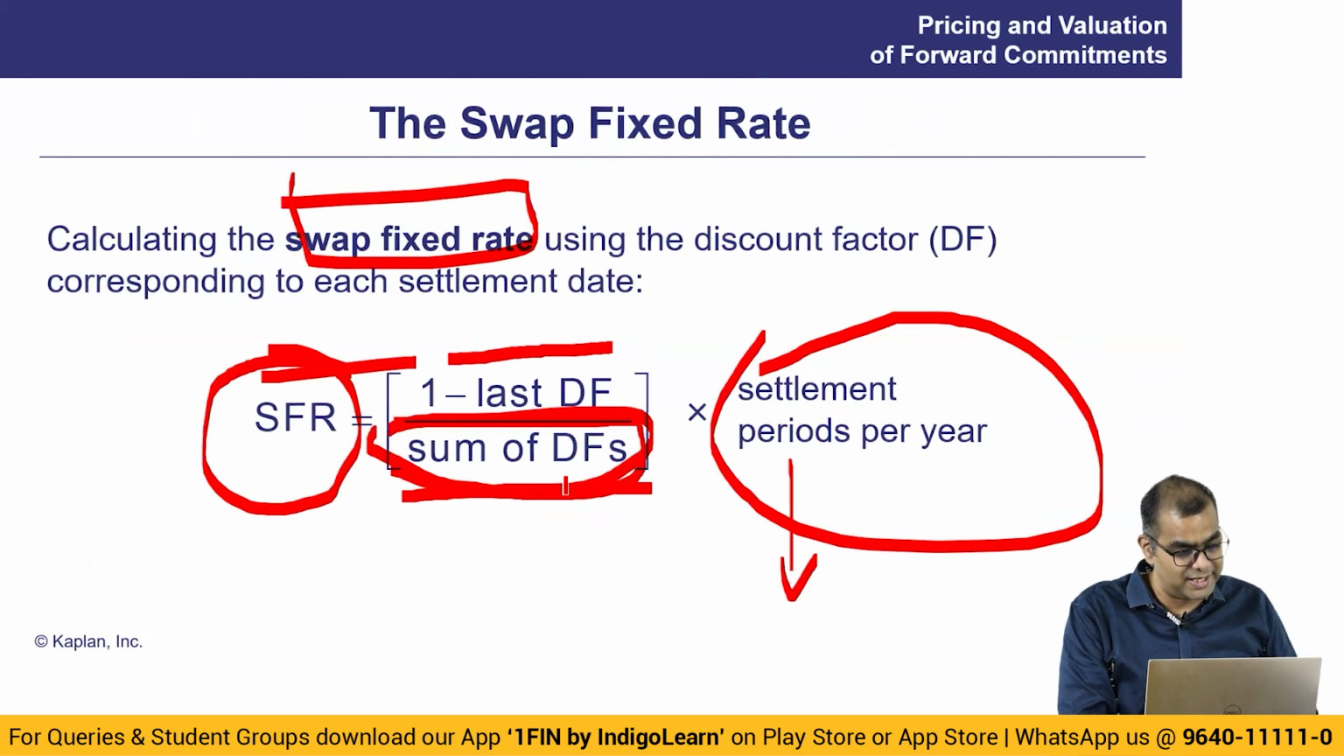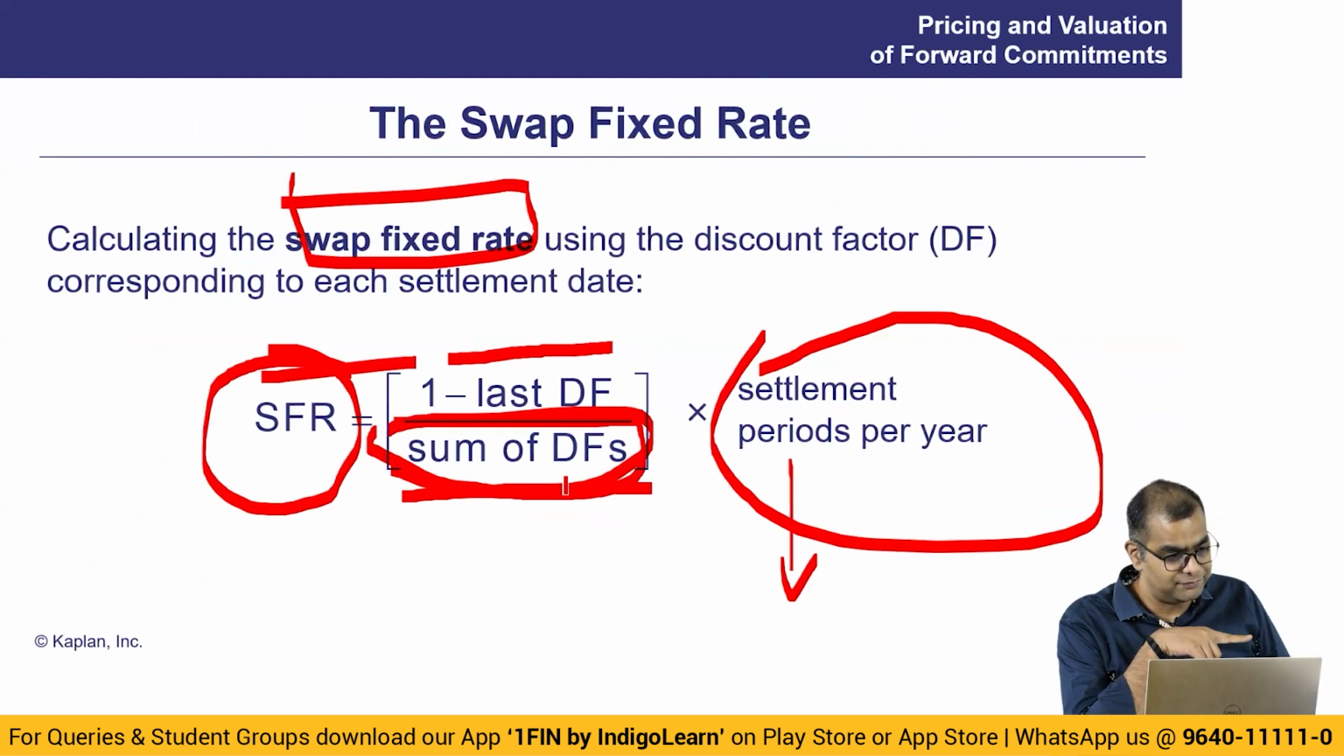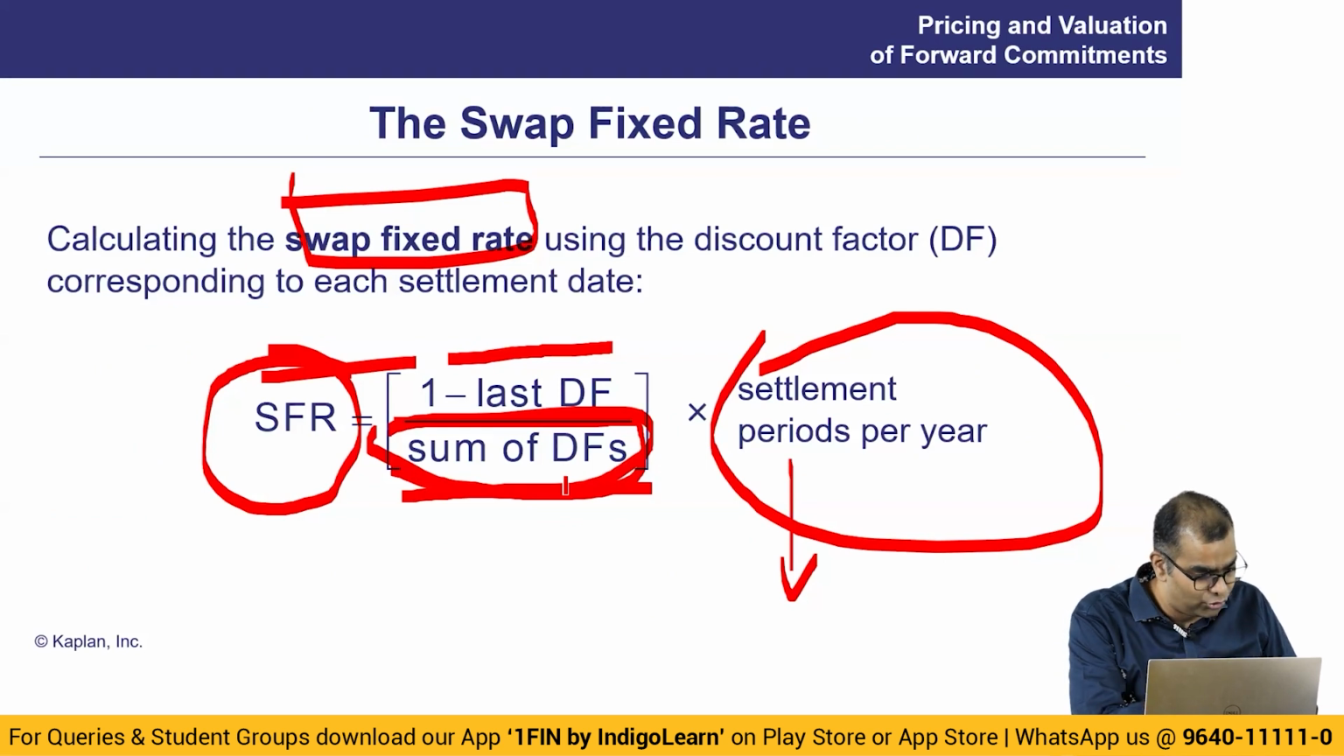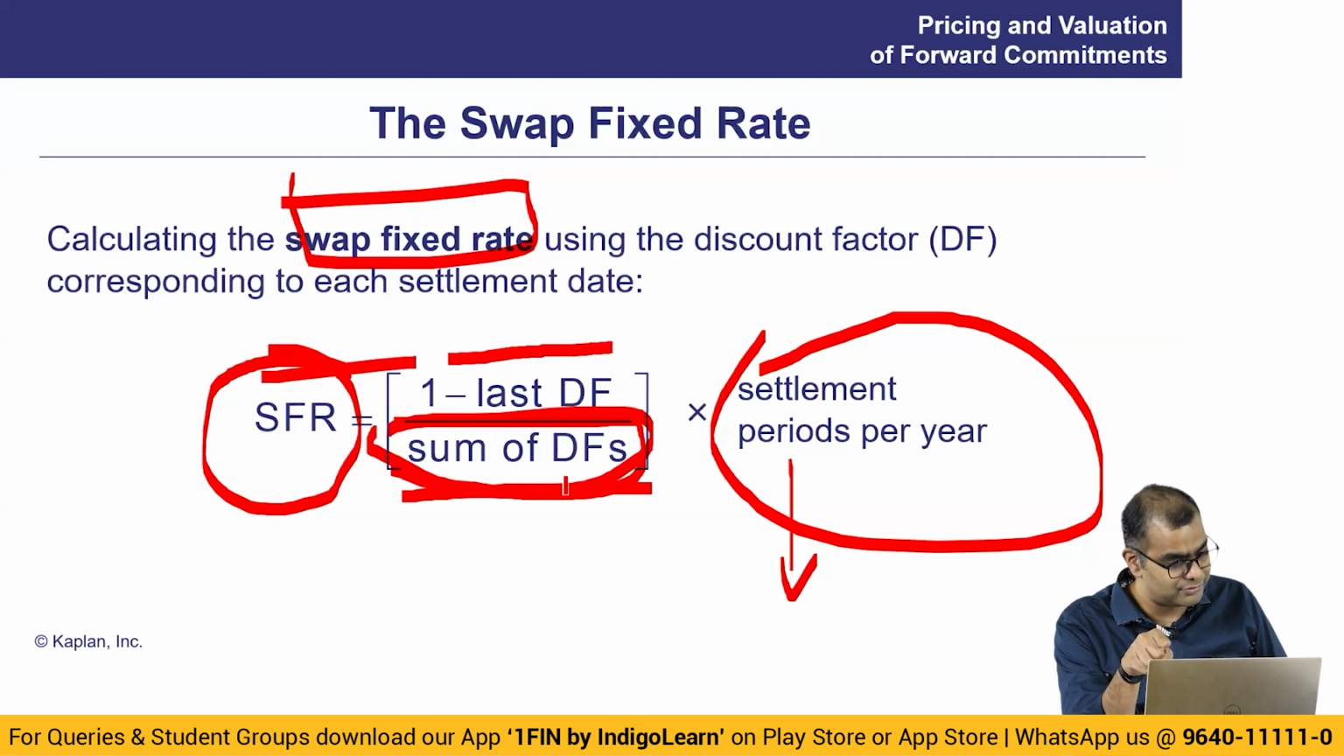So, the exercise price of both a floor and a cap, sorry. Cap means ceiling on interest rate, floor means a floor on the interest rate. Both of them are set at the same market swap fixed rate. This is SFR, right? Then value of cap will be equal to value of floor.